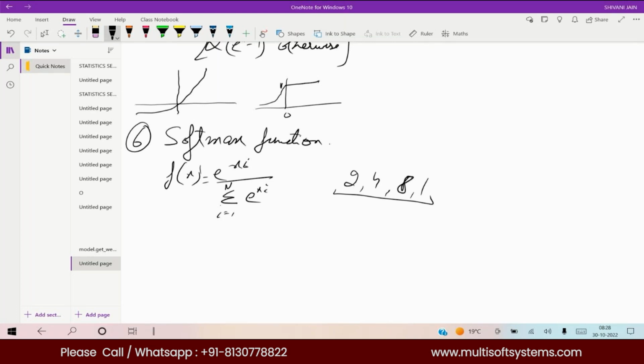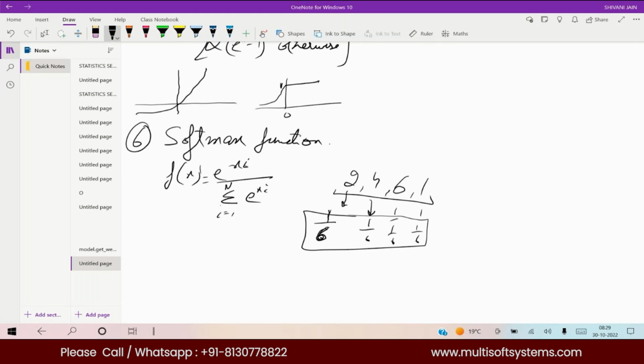For example, instead of 8, let's take it as a 6 so that we can take the example of a dice. If I roll a dice, what is the probability that I will get a 2? Can I say 1 divided by 6? For 4, what is the probability of getting a 4 when I roll a six-sided dice? Same, 1 by 6. If I want to calculate the probability, I will calculate it this way. But softmax is somewhat different.